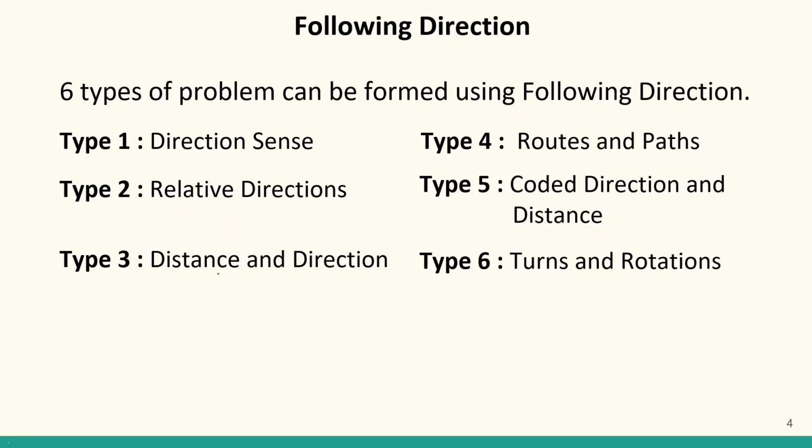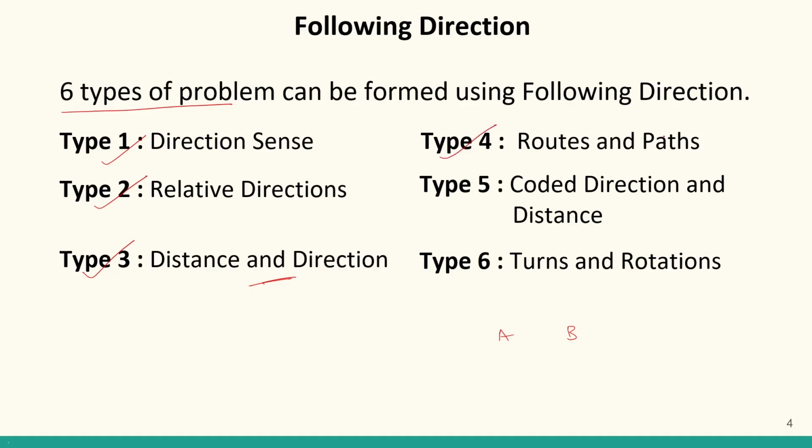Nothing more than this. So based on this, we have 6 types of questions in following directions. First is direction sense. As I told you, we have to find out the direction sense of a person, in which direction he or she is facing. Second will be relative directions. So if A is to the north of B, then B is in what direction with respect to A. That is the second type. Third type is distance and direction. We basically calculate the distance between two objects or two people.